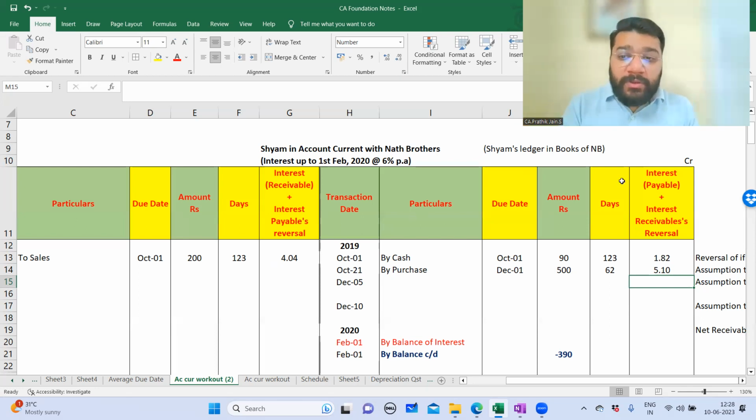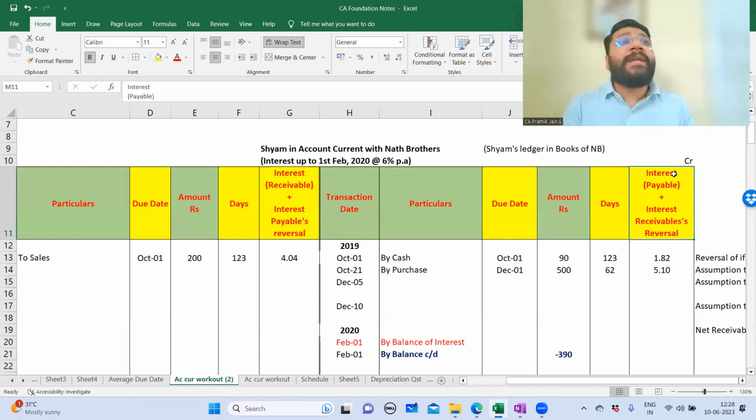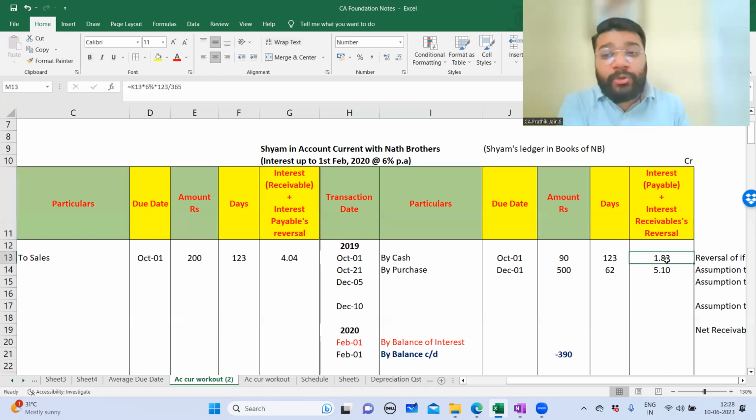Payable. So credit side, interest payable. I told you two things will come: interest payable or interest receivable reversal. So can I say the first 1.82 is nothing but interest receivable reversal. And the next 5.10 that you record is nothing but interest payable because it is a liability. We have to make the payment. Liability is what balance? Credit balance. Anything that you have to pay in future is a liability.